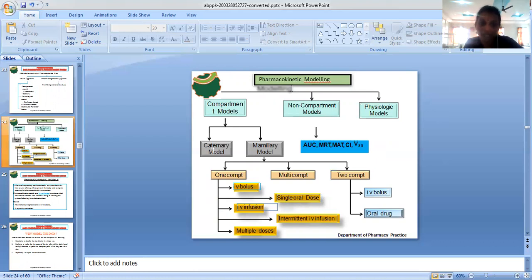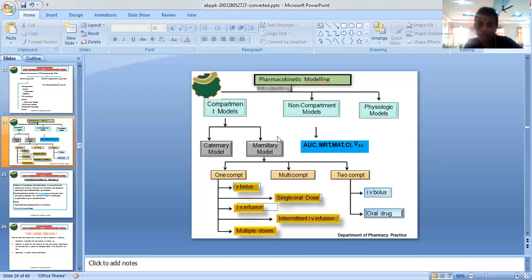Here compartment models are further classified into the catenary model and the mammillary model. In most cases under the compartment model, the mammillary model is useful. Why the catenary model is less used, we will discuss later. Most compartmental kinetic modeling analysis is done using the mammillary models only. Under non-compartmental analysis, different parameters can be determined, such as MRT, MDT, mean residence time, mean absorption time, and the mean dissolution time. All these parameters can be commonly determined under non-compartmental models.